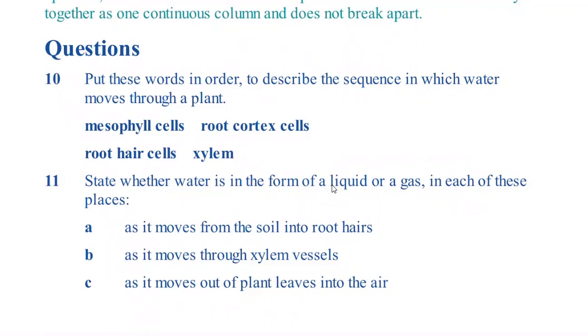Second, the root cortex cells. Third, mesophyll cells. Sorry, no. Xylem vessel and then the mesophyll cell. Yes, very good. This is the mistake that the students make. They first mention mesophyll cells. So it's first xylem and then mesophyll cells.